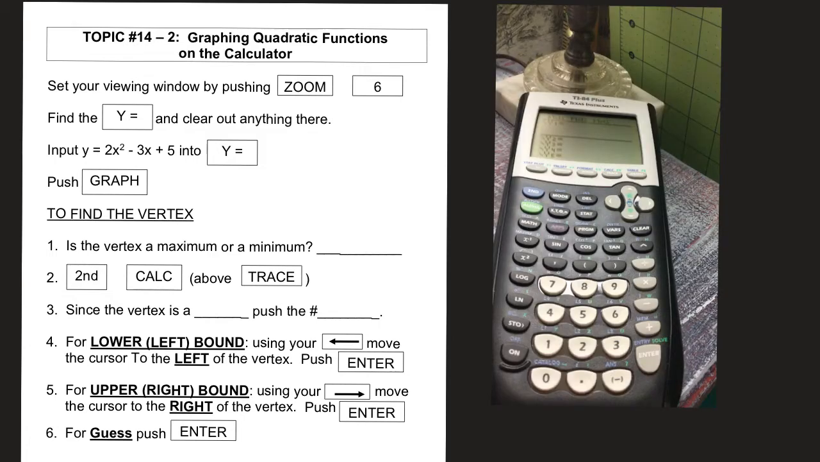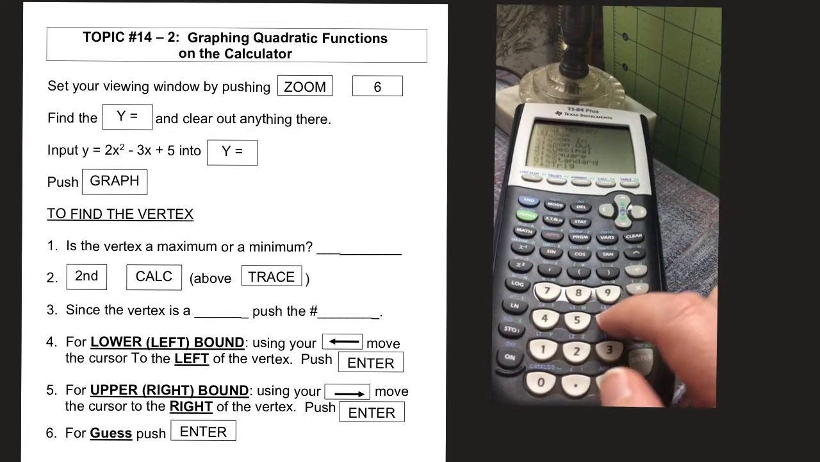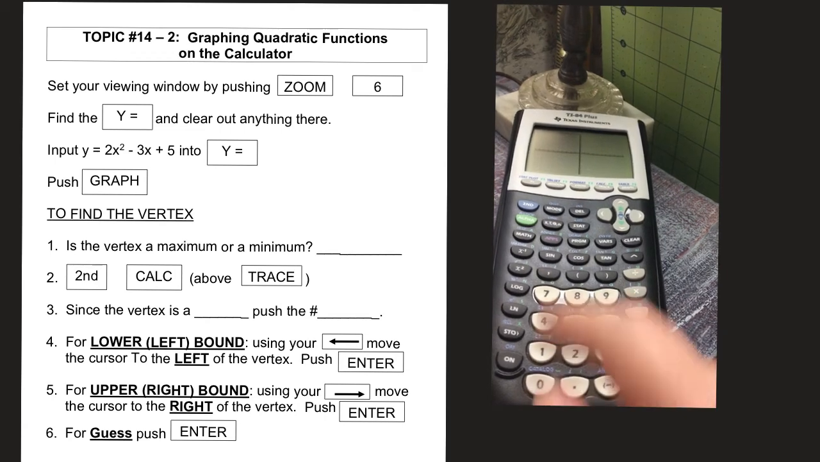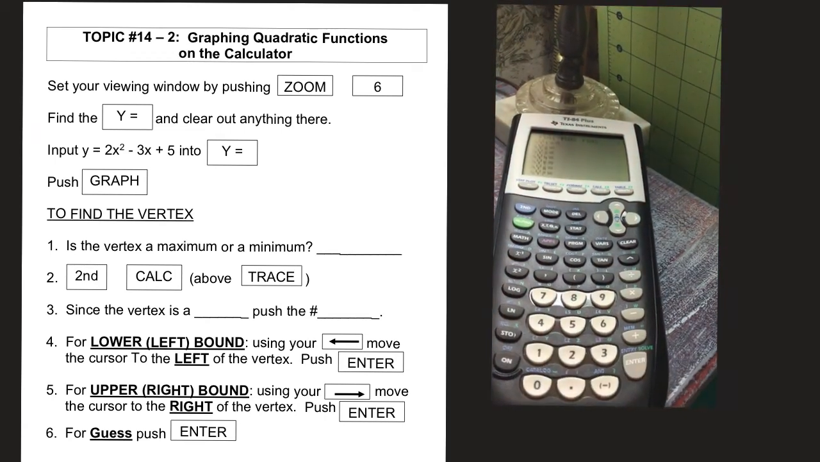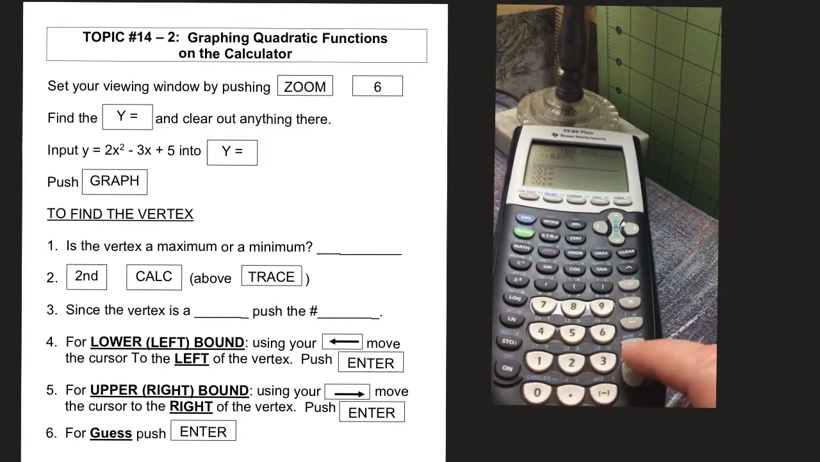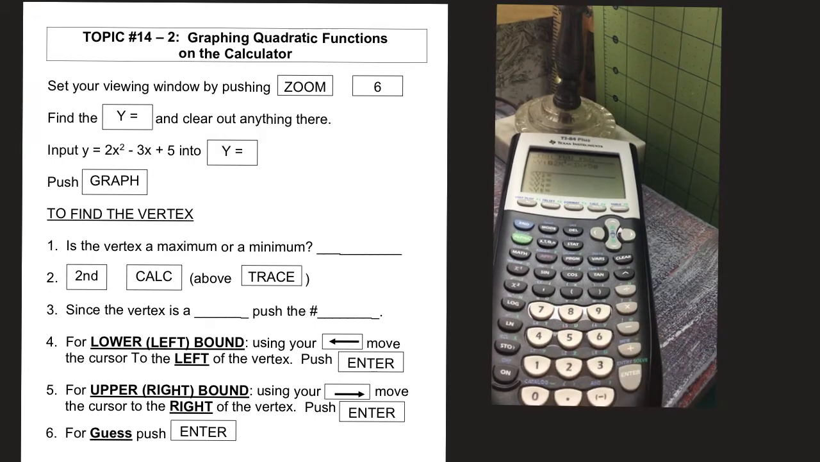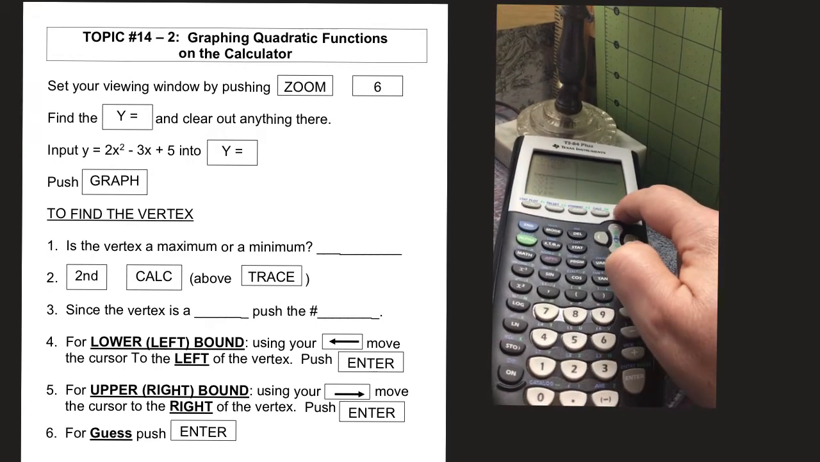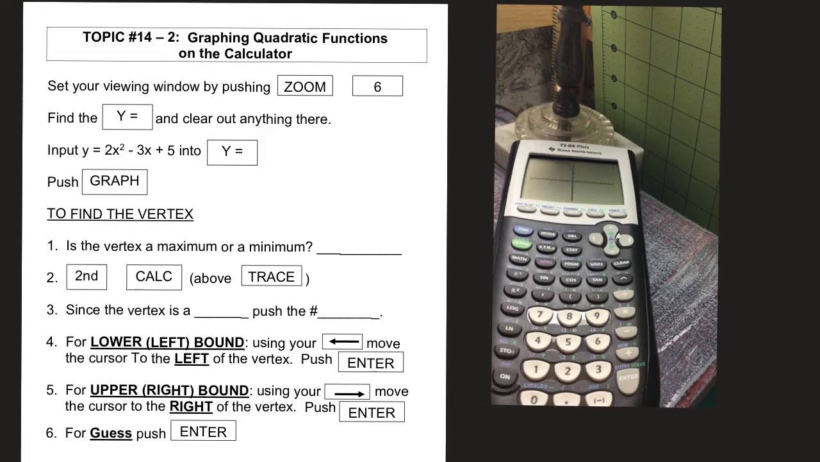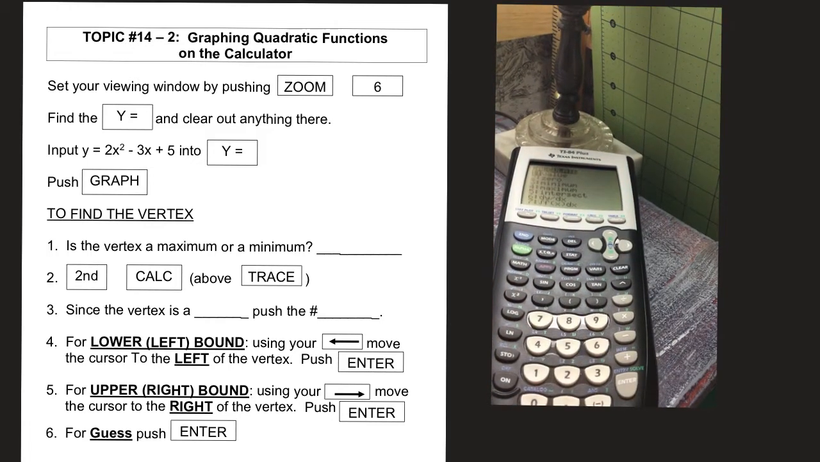First, set your window by pushing Zoom 6. Find your y equals button, which is on the upper left-hand corner, and enter the function into your y equals. Then you're going to push graph to view the function. There's your graph. It's a quadratic function, and our job is to find the vertex.